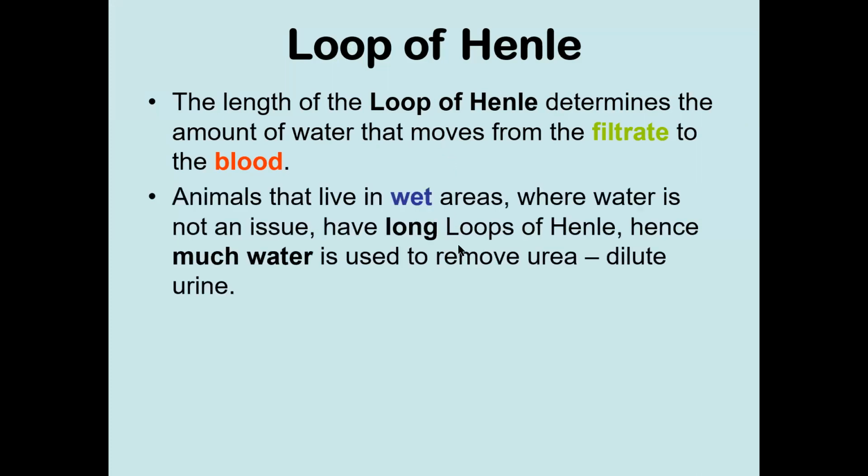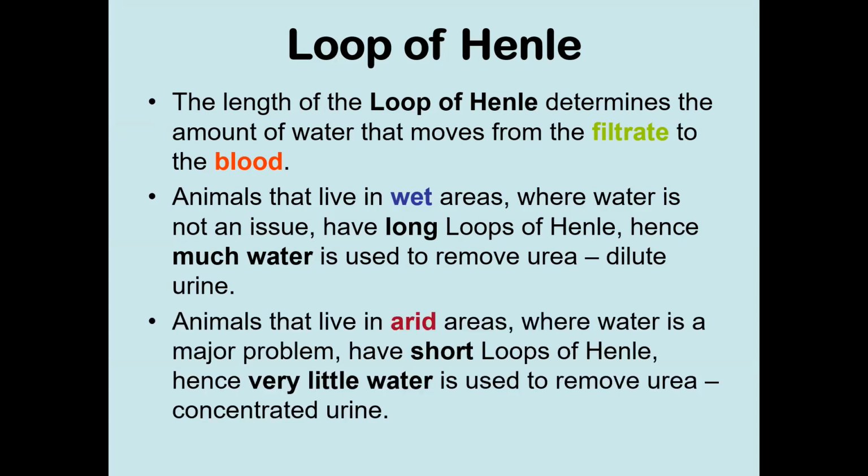So animals that live in the wet areas where water is not a problem have quite long loops of Henle to get rid of the water. Just remove it, you don't need it. And they urinate a lot. And the urine itself is quite dilute.